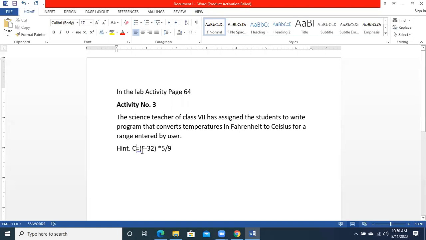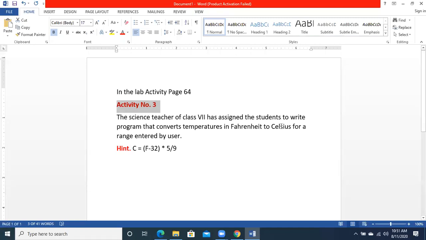C is equals to F minus 32 into 5 divided by 9. This is the formula that is used. This is given as the hint that this is basically the formula which will be used to do this task. So basically this is the problem statement for which we are going to write code.